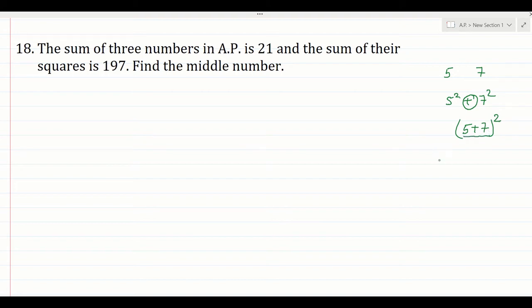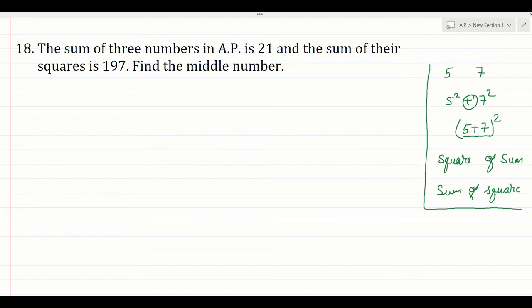So I hope this is clear. So be careful. Square of sum and sum of square have different meaning. Please be cautious whenever you come across this kind of situation. Okay, now let's go to our question.